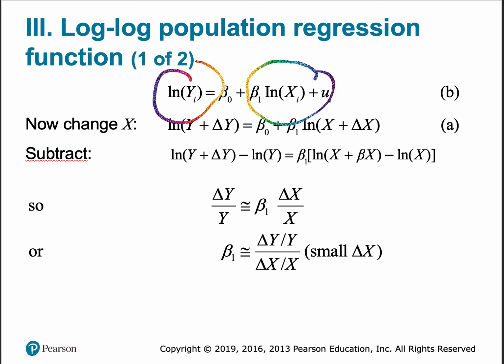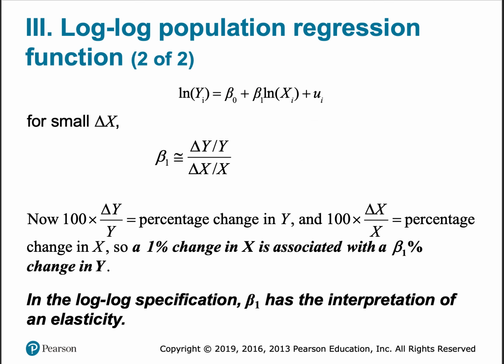So this has a really cool interpretation when we have natural log on the left-hand side and on the right-hand side. Then we can interpret beta 1 as a percentage change in y given a 1% change in x. Okay? So in the log-log specification, beta 1 has the interpretation of the elasticity. Right? So given a 1% change in x, you get a beta 1% change in y.